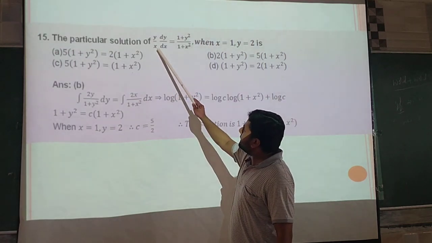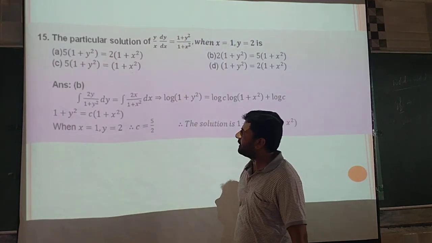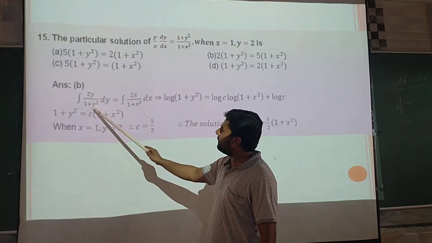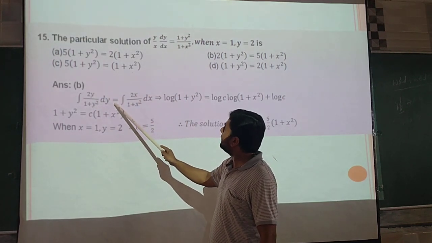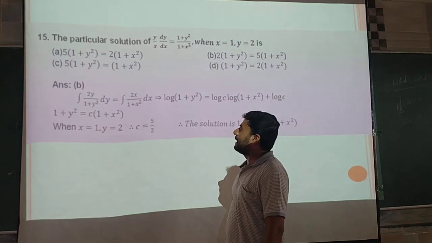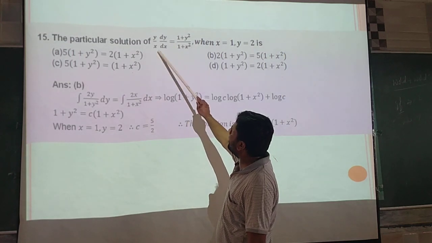So here x into dx, cross multiply, 1 plus y square shifted to the left side. So again integrating, the value becomes integral of 2y divided by 1 plus y square into dy is equal to integral of 2x divided by 1 plus x square. Here, multiplying by 2 on both sides.